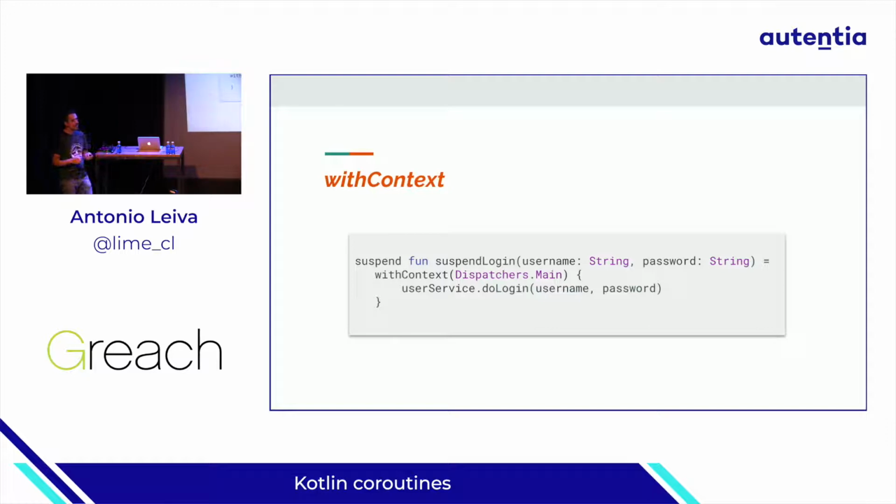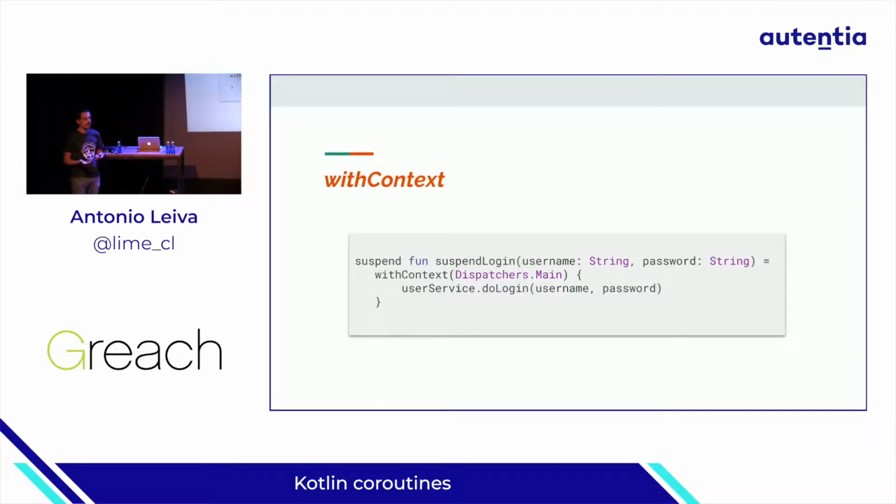One function that the coroutines library provides is called withContext, which allows us to change the execution context of one part of the code. So in the case of the suspending functions, it's very useful to identify in which group of threads or in which thread this function is going to be executed. In our case, if we wrap this code with withContext and specify Dispatchers.Main, then we are saying that this code is executing in the main thread.